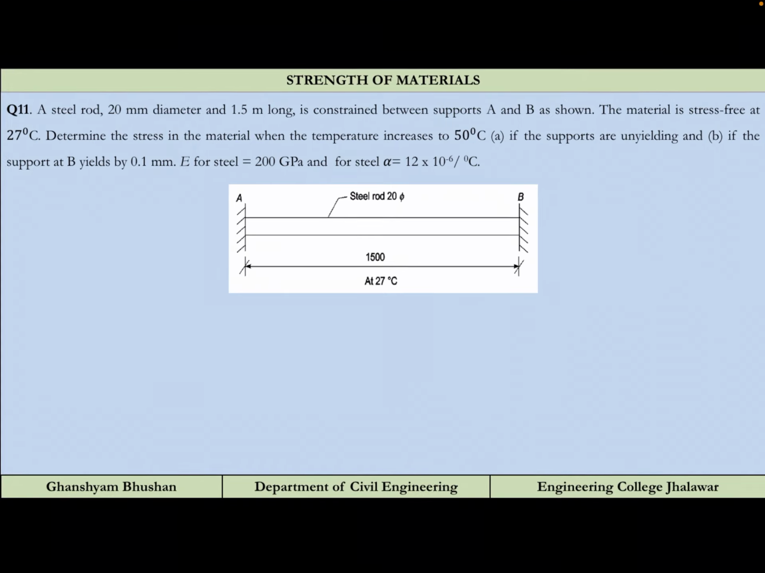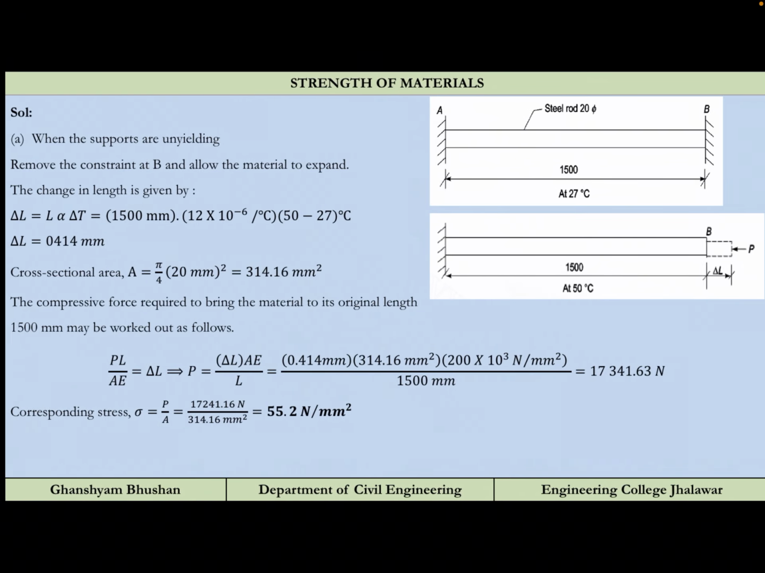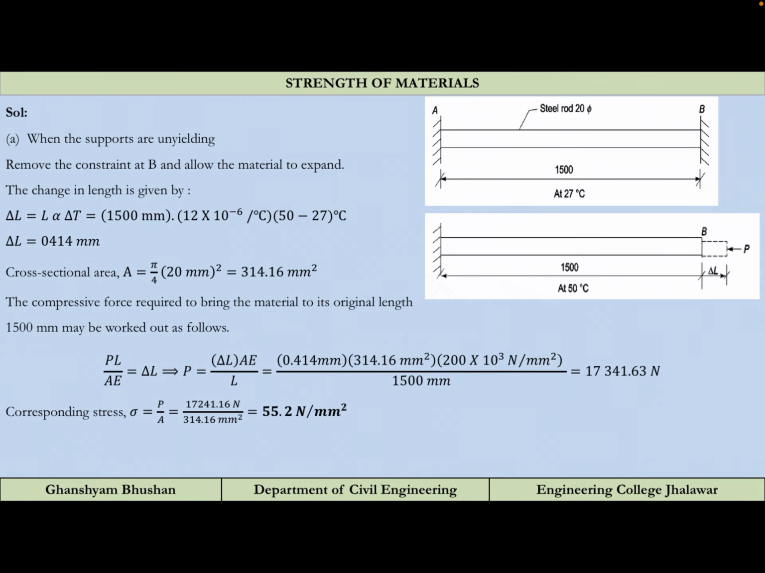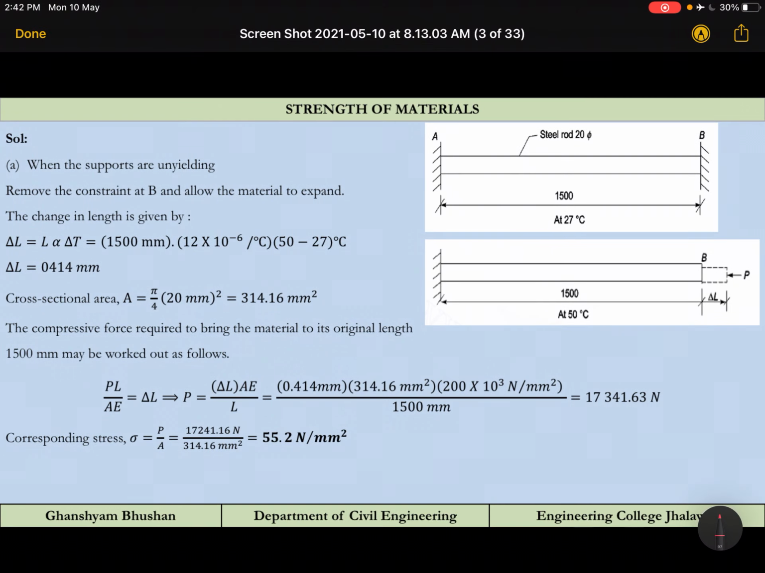So what is your delta T here? Let us check. It will be 23 degrees Celsius. So the first part is when the supports are unyielding. So what we can do, we will assume that this support is not here, so we will let it expand by delta L. But because this expansion is prevented, some stress will be acting, due to which it has not expanded.